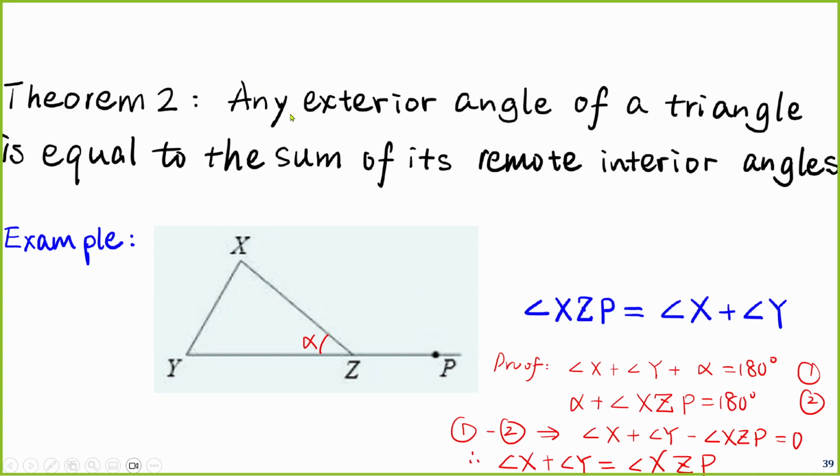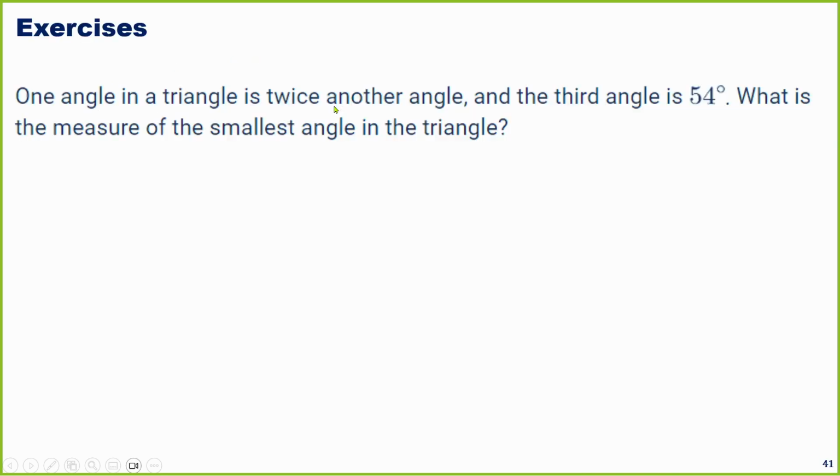Okay, so next let's have a look at some exercises of what we have learned so far. One angle in a triangle is twice another angle, and the third angle is 54 degrees. Can you find the measure of the smallest angle in the triangle? That's quick. Have you finished, Neil?